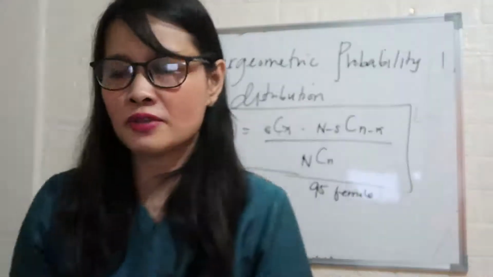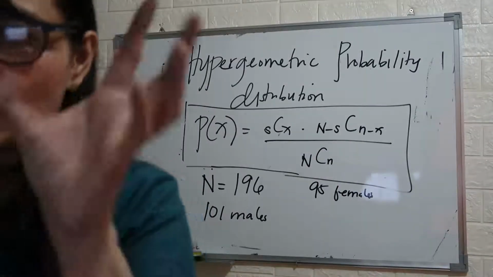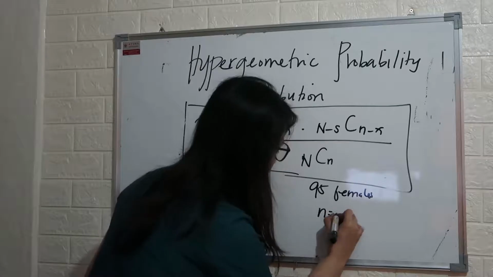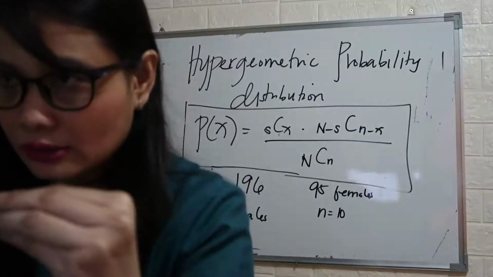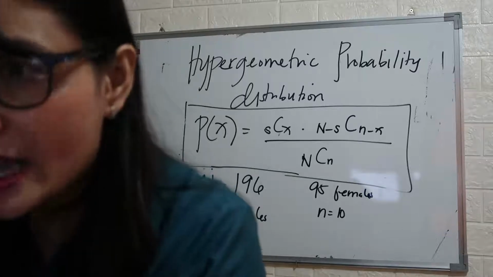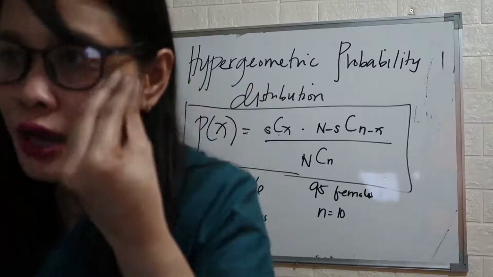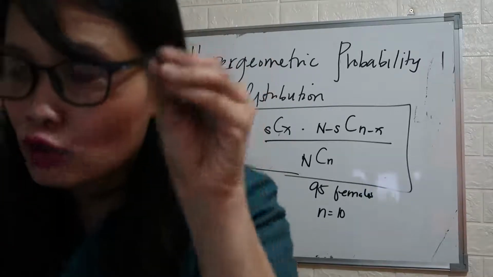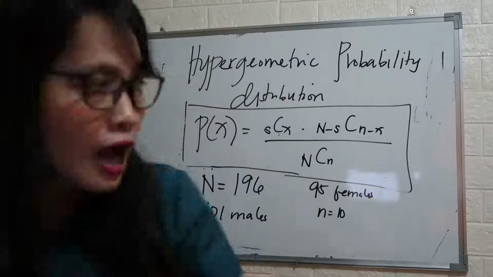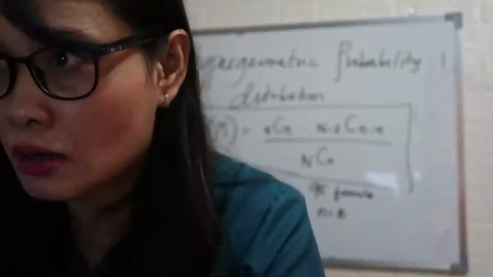Okay, 95 females. A random sample of 10 voters. Meaning your small n is 10. When we say small n, you are referring to the sample size. So out of 196 voters, a random sample of 10. So pipili ka ng 10 dun sa out of 196. Out of 196, you will select 10 random sample.